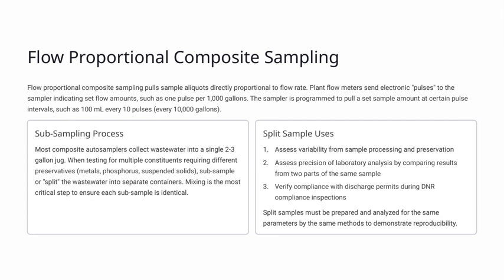Speaking of subsamples, they serve several important purposes. First, they help us assess variability introduced during processing or preservation. Second, they allow us to check the precision of our laboratory analysis by comparing results from two parts of the same sample. And third, during DNR compliance inspections, they help verify that our discharges meet permit requirements. Remember, for these split samples to be valid, they must be prepared and analyzed for the same parameters, using the same methods, to demonstrate reproducibility and accuracy across our testing processes.